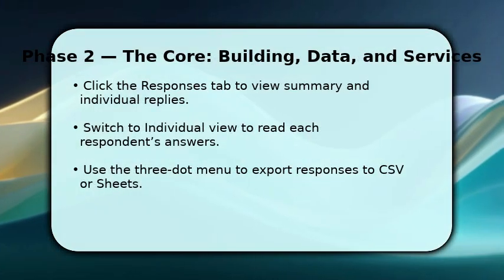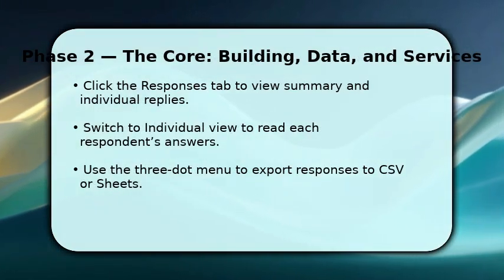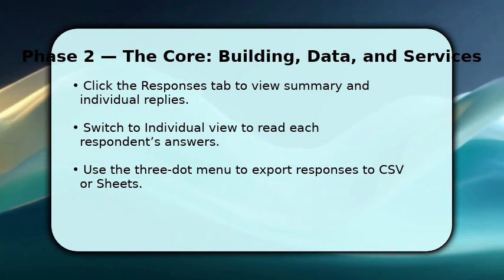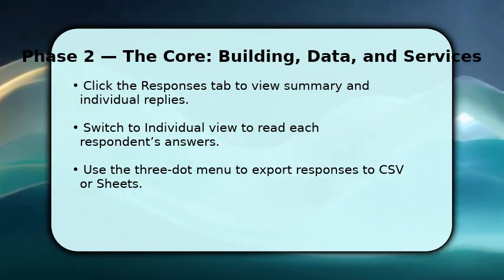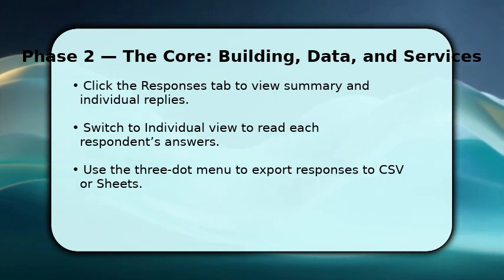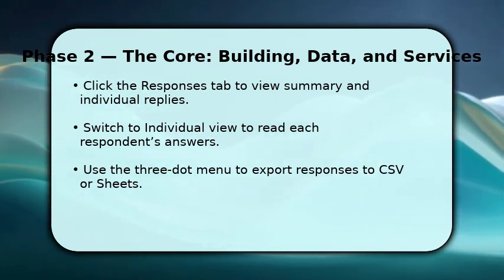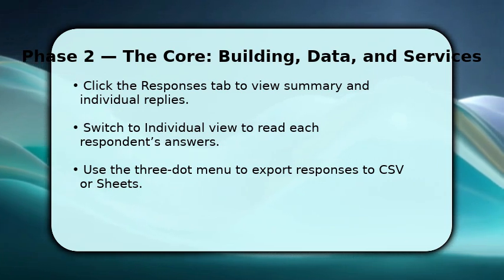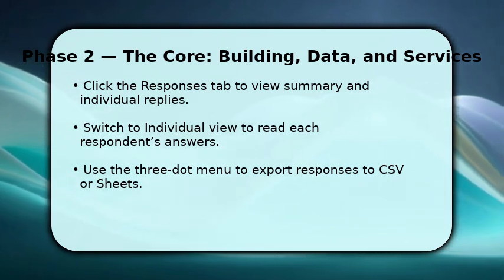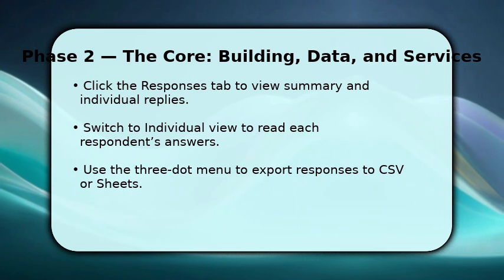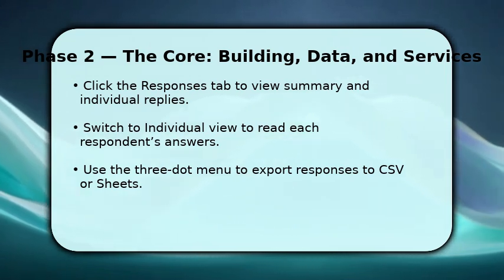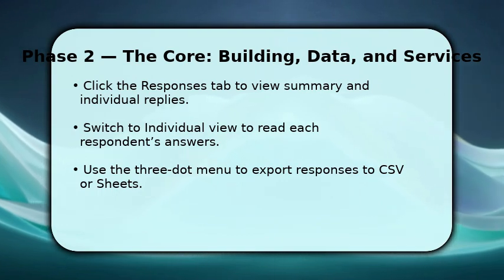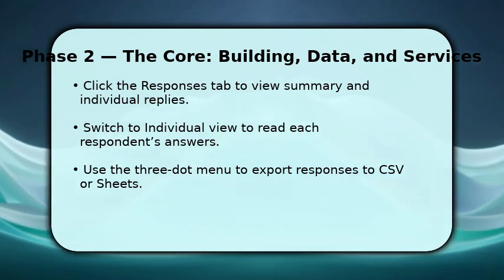Once the form is open, click the Responses tab to access aggregated summaries and per-question stats. Next, switch to Individual View to read each respondent's answers one at a time. This is how you legally inspect submissions. If you need analysis, use the three-dot menu to export to Google Sheets or download a CSV. This makes filtering and sorting simple. You do this because spreadsheets let you find trends, export backups, and apply permissioned sharing safely.